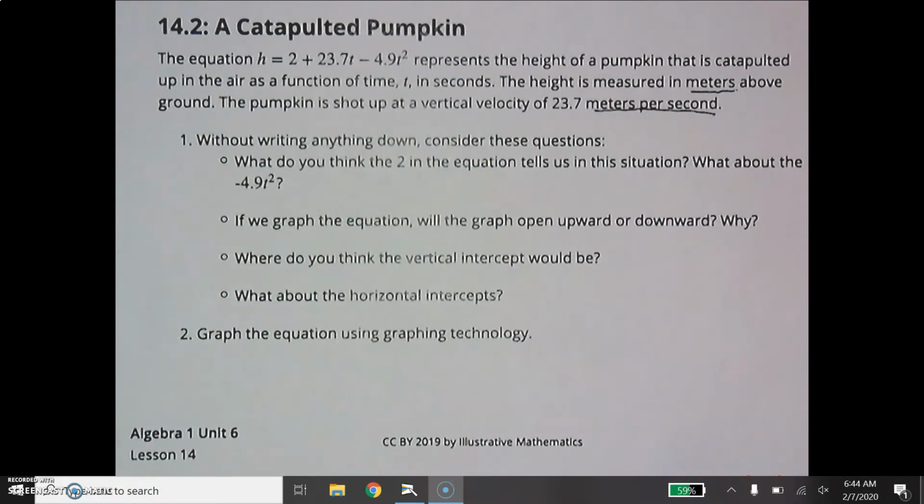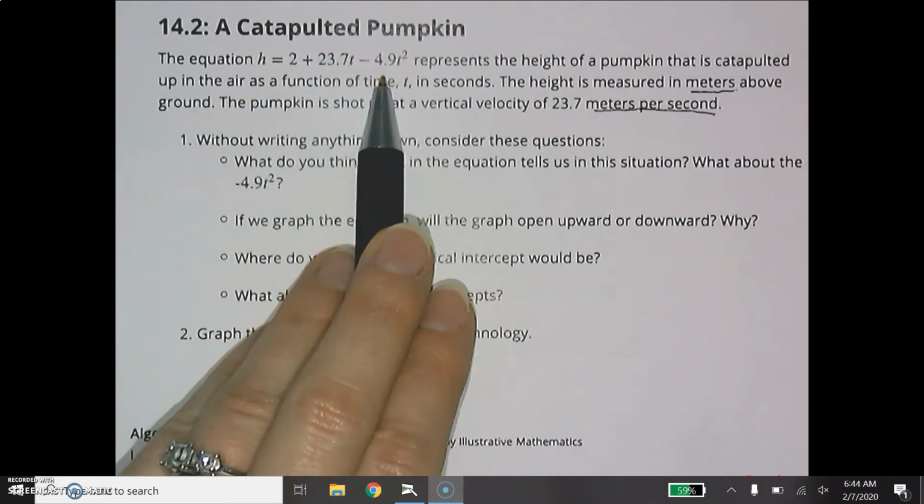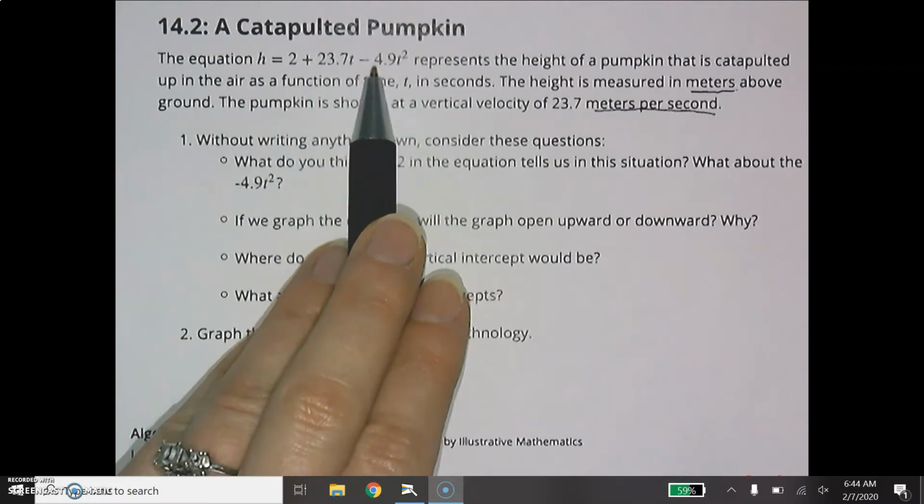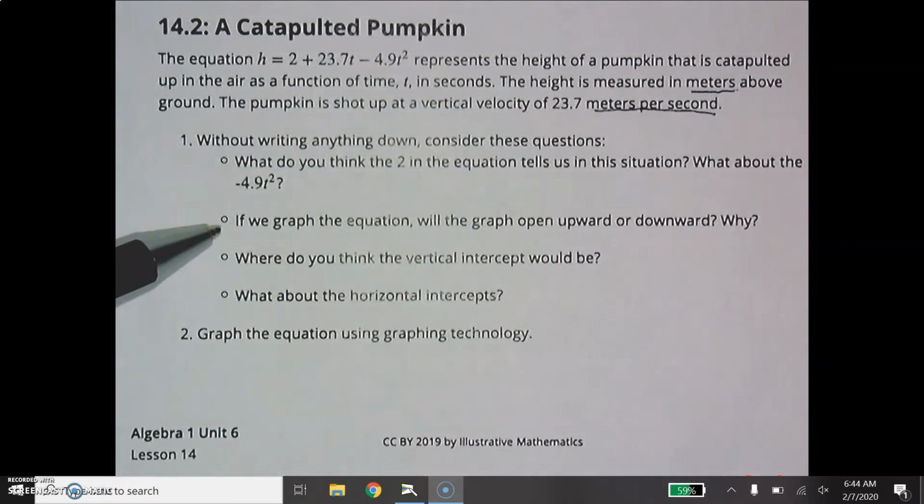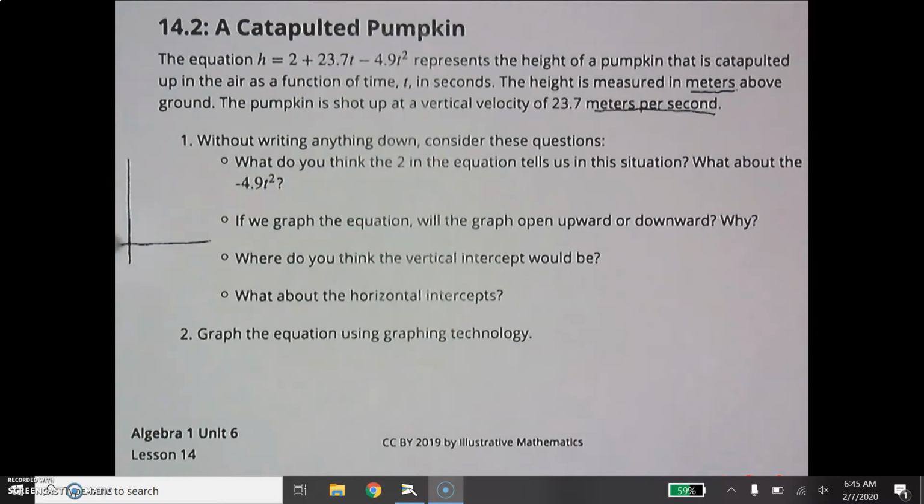So remember, for this, we're looking for the quadratic term to determine if that is positive or negative. So in our equation here, our 4.9 t squared is negative, so it's going to open downward. Where do you think the vertical intercept of this will be? So that's where remember the vertical intercept is going to be on the y-axis. So this here is vertical. So we're starting at 0, 2, because we started 2 feet off the ground.